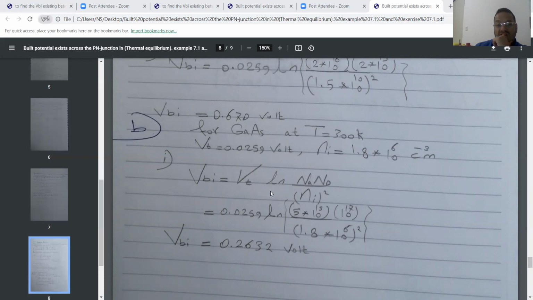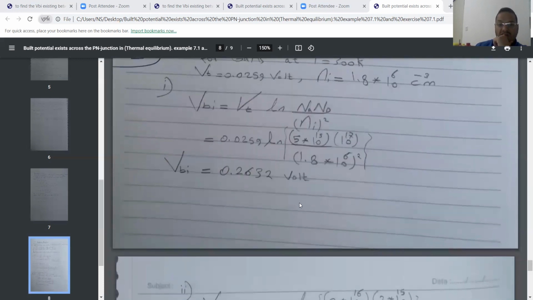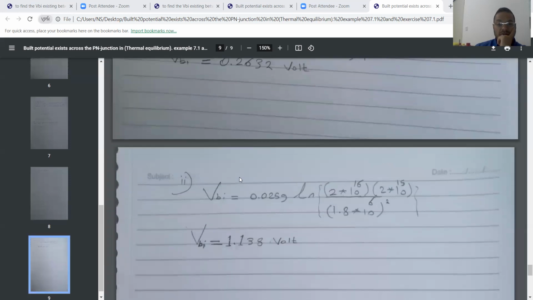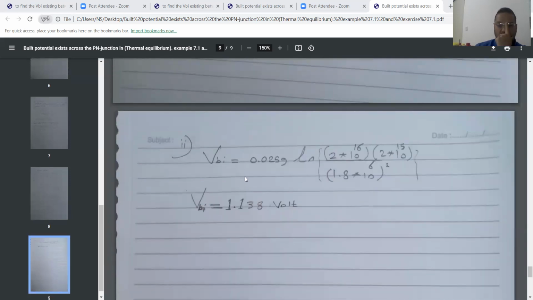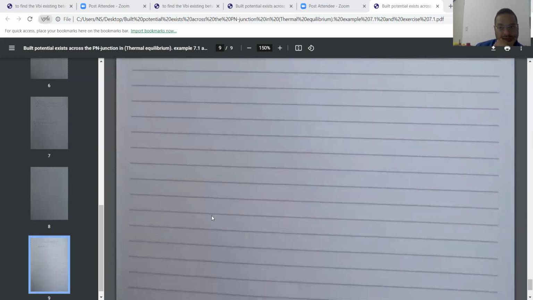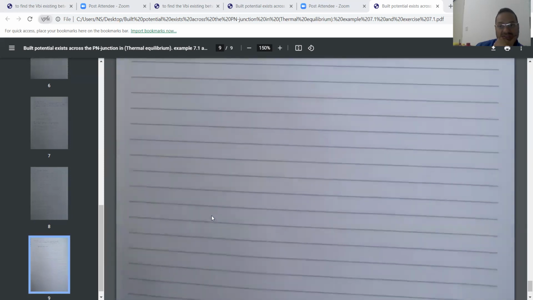Now let's put all these values into this equation and calculate the built-in barrier potential. It equals 1.263 volts. And when we change Na and Nd, the built-in barrier potential for gallium arsenide equals 1.138 volts. That's it. Our lecture today is done.